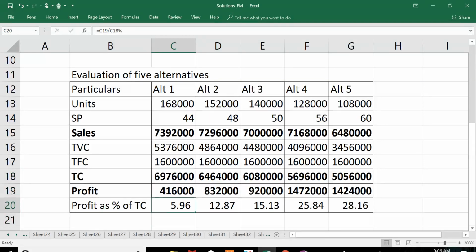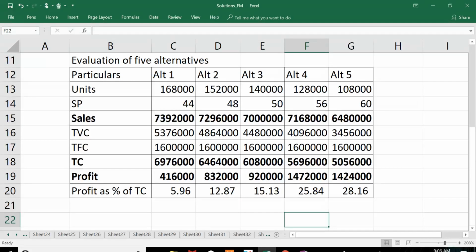What is the price we should fix now? 56 or 60, that's the doubt I have. Should I fix a price of 56 or 60? What should be the price? Can you just focus on the table and let me know? Please focus on the table.